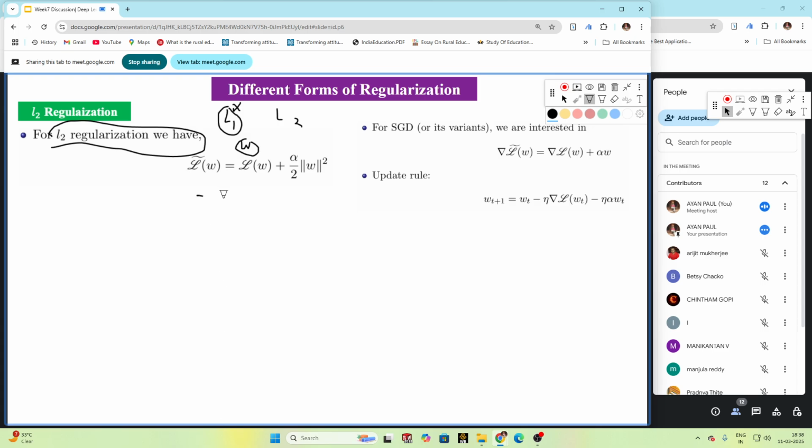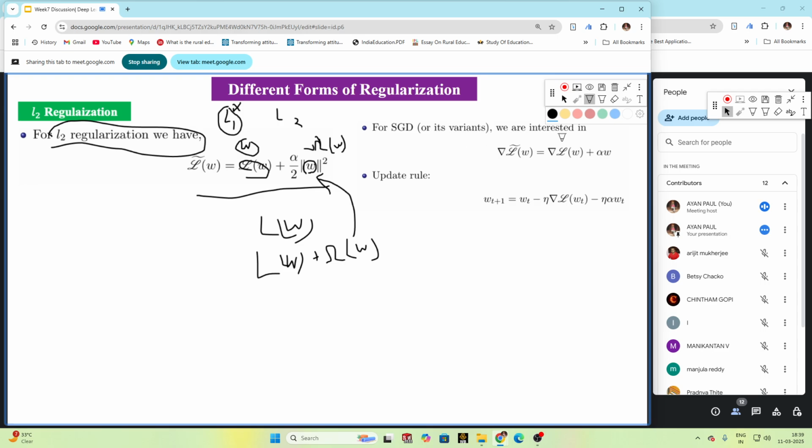Now this is the formula. Earlier we had only the loss, L(w), now we have the loss plus sigma theta. Here we have only one parameter, w, so it is sigma w. So this is L(w) plus sigma w, where the regularization term is alpha by 2 times w square. So earlier we had only the loss L(w), now we have L(w) plus this regularization term.